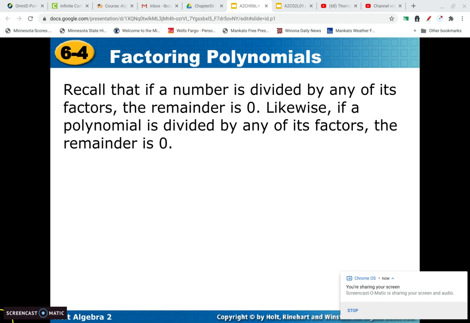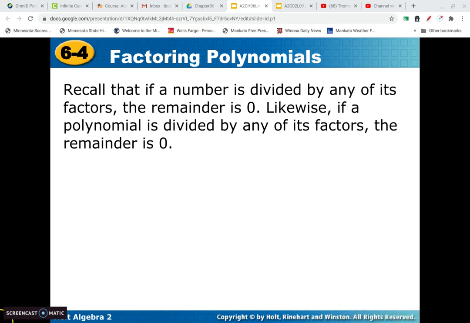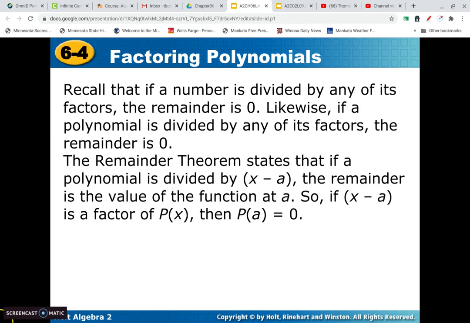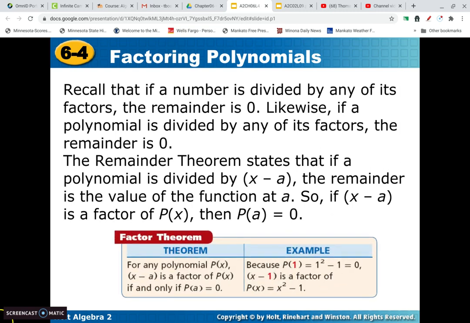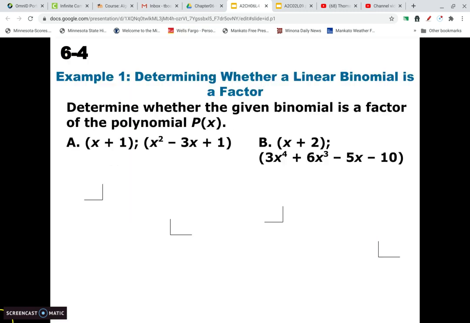We're going to be working with factoring some polynomials, so we'll learn some strategies here. Now remember that if a number is divided by any of its factors, the remainder is 0. So like if I take 15 and divide it by 5, there's no remainder. Well, that same thing occurs with polynomials. So the remainder theorem basically states that if you take a polynomial and you divide it by its factor, the remainder should equal 0. Okay, so that's kind of what we're talking about.